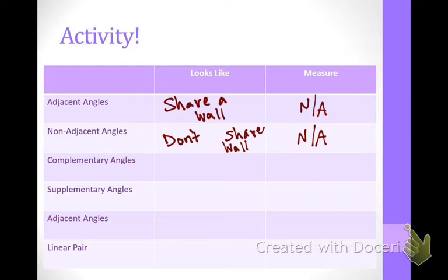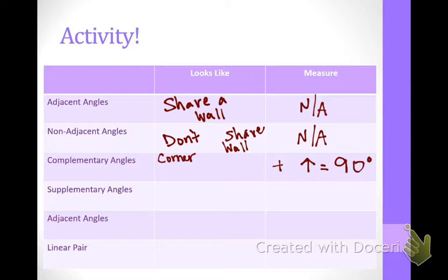All right, focus. We can talk about it in a minute. We've got this to do. Complementary angles. What does it look like? A corner. And what's the measure? They add up to 90. Don't just tell me 90 degrees. They add up to 90, because what angle is 90 degrees? A right angle. Complementary angles are not 90. They add up to 90.